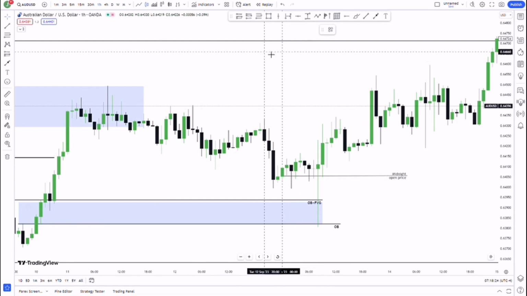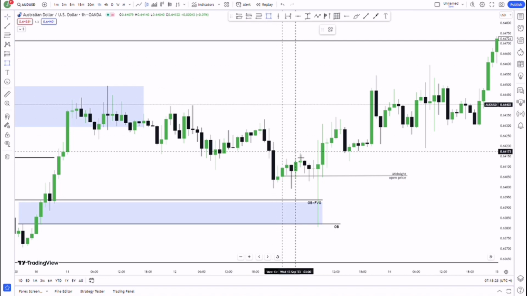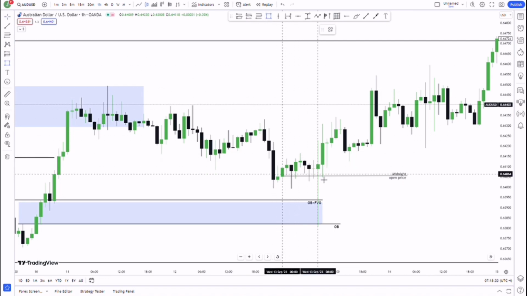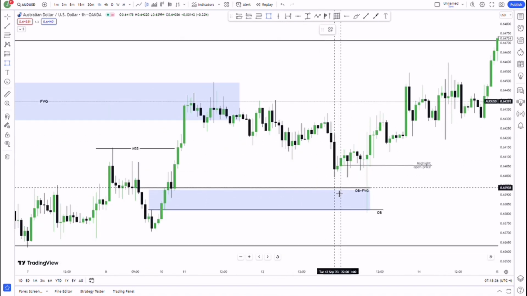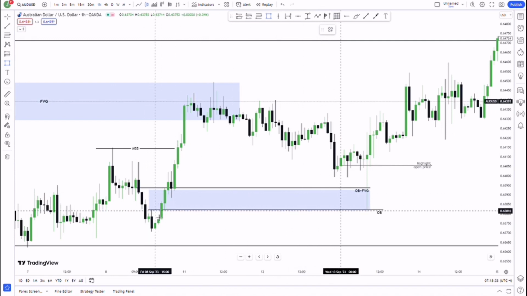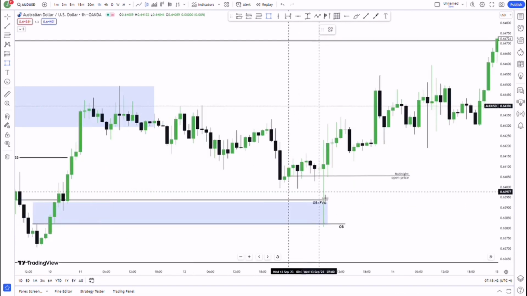and then when the event came into play, it spiked to the upside, but eventually it sold. Where did it sell into? It sold into our order block and our fair value gap, right?